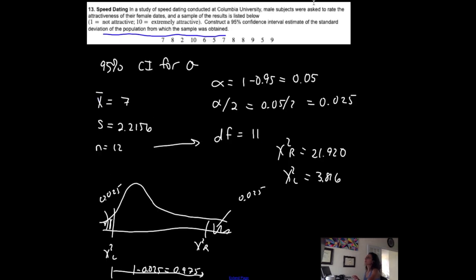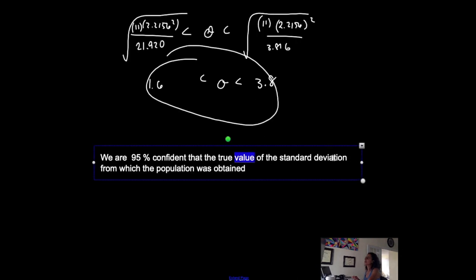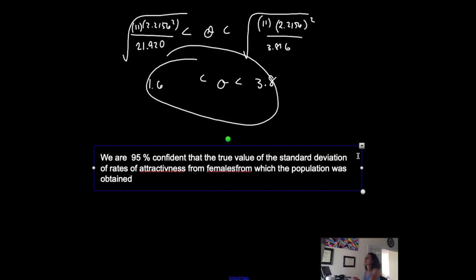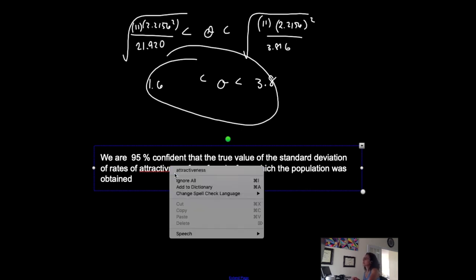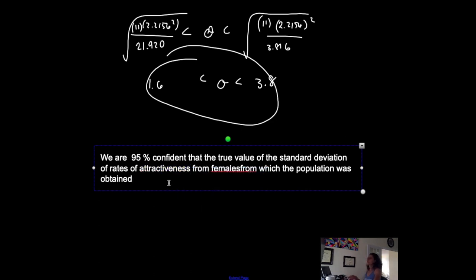And you know, this represented ratings of attractiveness of females. So I might say the true value of the standard deviation of ratings of attractiveness from females is between 1.6 and 3.8. No units because it's a rating.